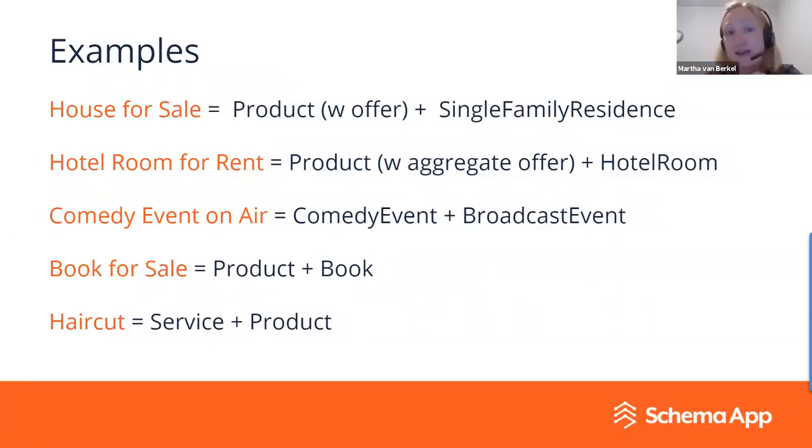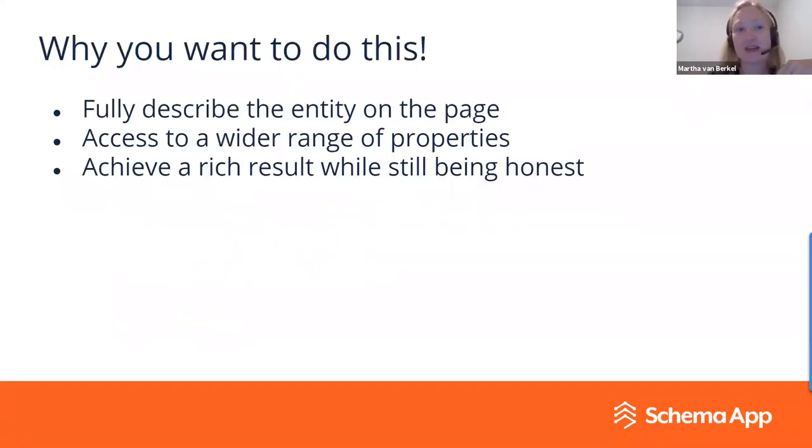So a house for sale is both a product and a single family residence. A hotel room for rent is a product and a hotel room. The comedy event on air is a comedy event and a broadcast event. A book for sale is a product and a book, and the haircut is a service and a product. And so you really want to use this when you're trying to describe the thing on the page, and you need that wider range of properties to do it holistically. And ideally, you can also sometimes achieve a rich result while still being honest.